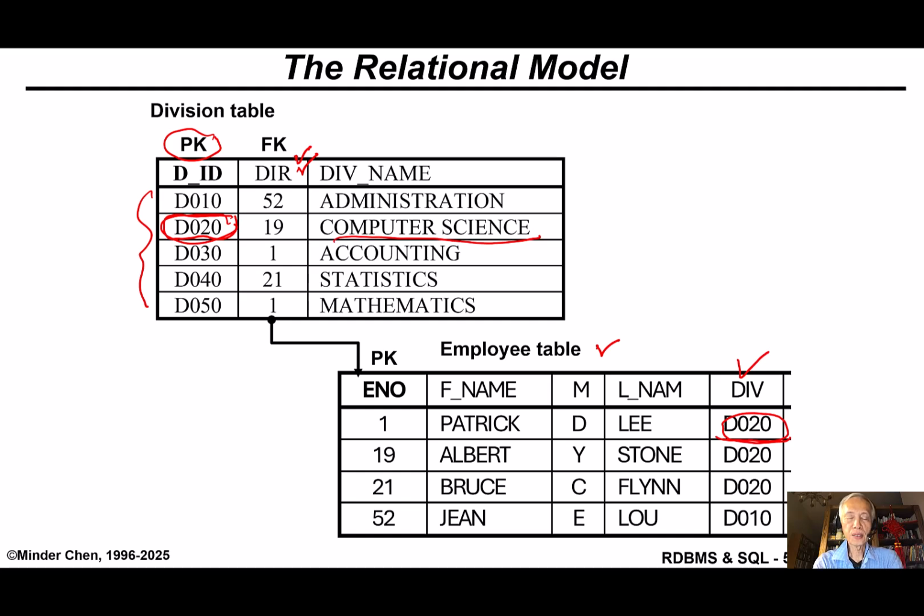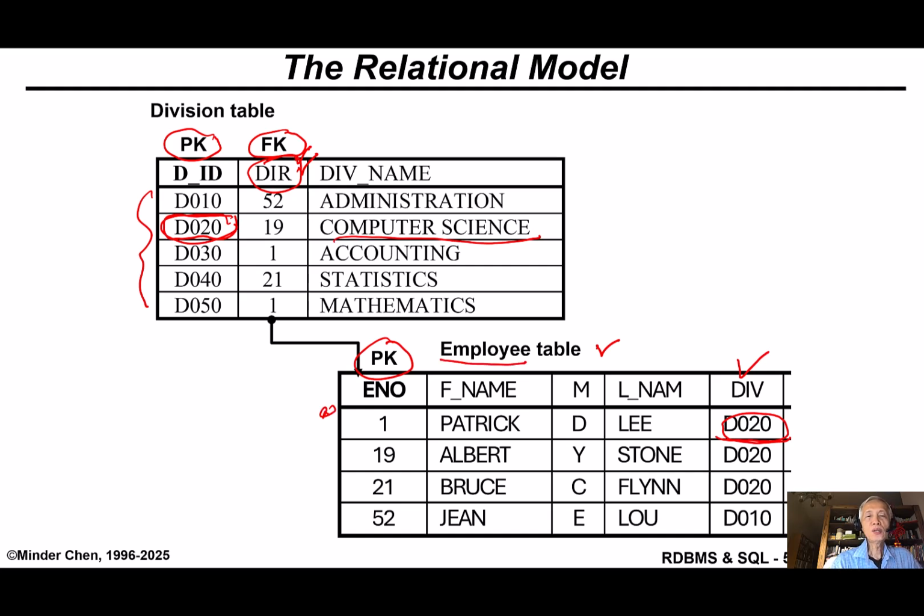So another term which is very important, let's get it out here, is the FK, which is foreign key. We will explain primary key, foreign key in detail later. But here, what is a foreign key? A foreign key is a column, like dir here in the division table, that is used as a primary key in another table, in the employee table.